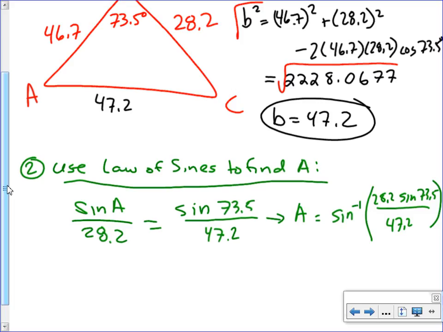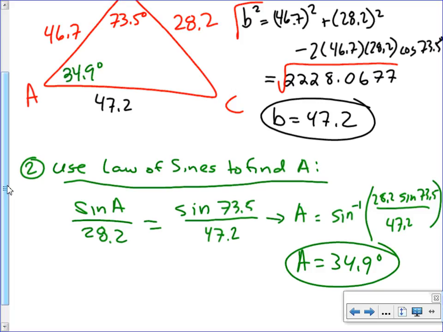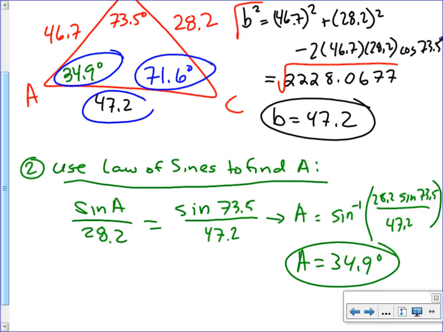34.9. Yay! There's that. So this is 34.9 degrees. 180 to find angle C. Right? So angle C has to be... so we've got this, this, and this, and equal.